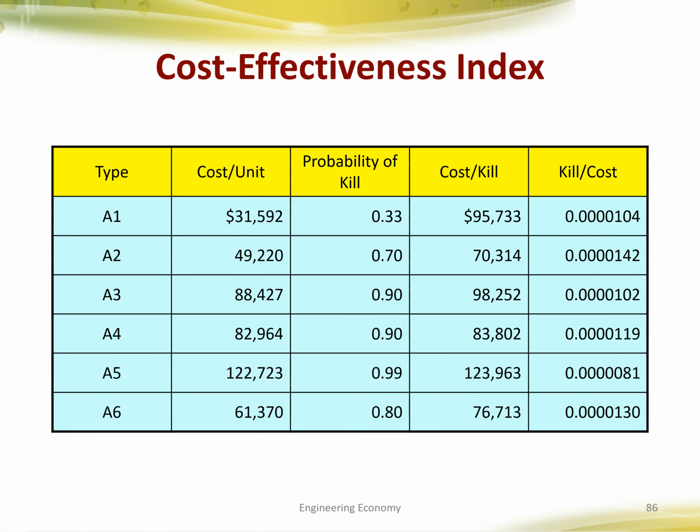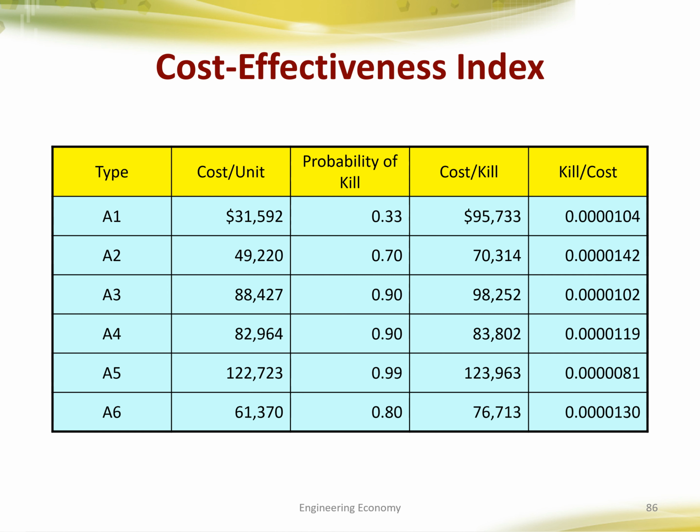If we list out all the data, we have the cost per unit. Again, A1 is the best, and A5 has the highest one. Then the probability of kill: again, we have A5 the best and A1 the worst.